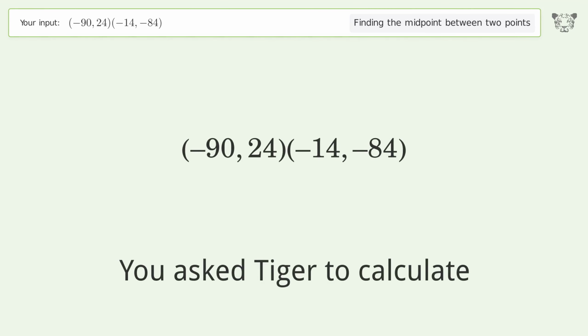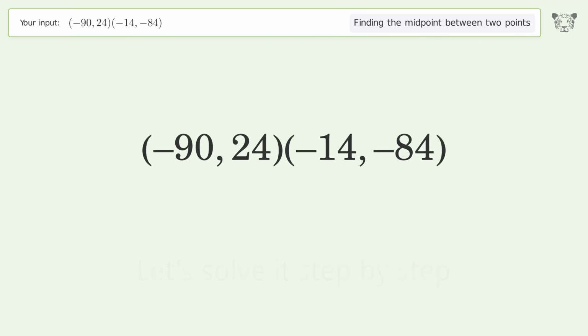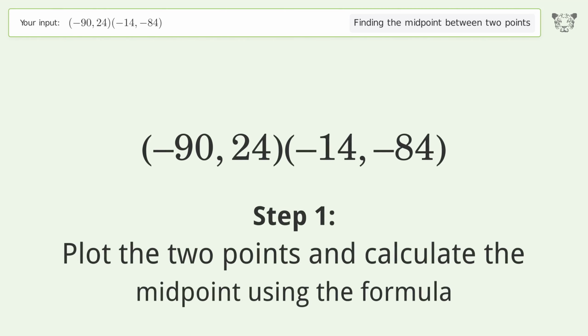You ask Tiger to calculate. This deals with finding the midpoint between 2 points. The midpoint between the 2 points is -52, -30. Let's solve it step by step. Plot the 2 points and calculate the midpoint using the formula.